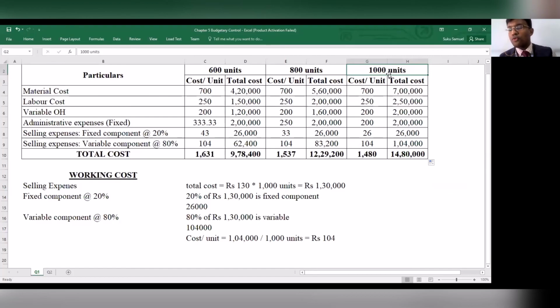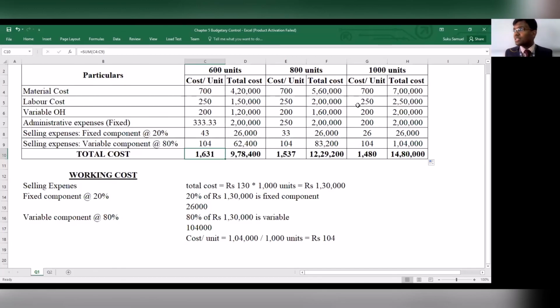Notice when you go for producing 1,000 units, here cost per unit is 1,480. But when you went in for the production of the same product, 600 units, your cost of production per unit is 1,631. So why is there a difference? There is this difference because of your fixed cost. The more you produce, your fixed cost is getting spread among more number of units. So this concept is called scale of economies.